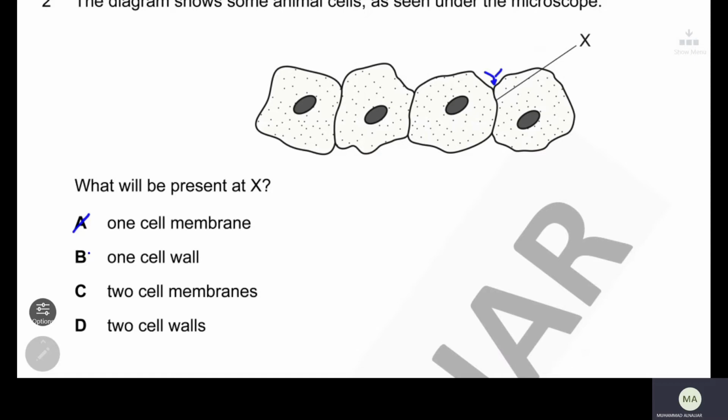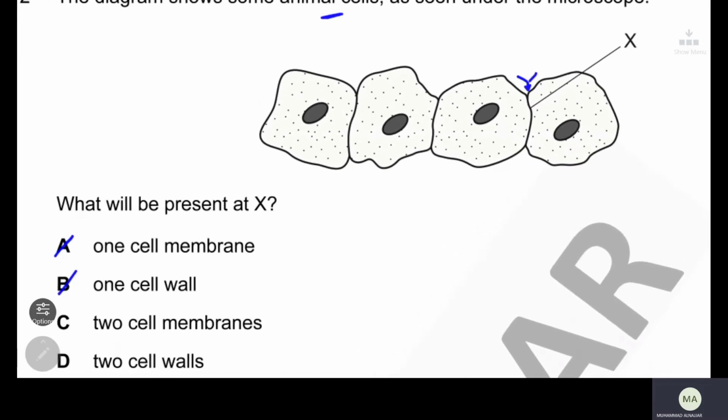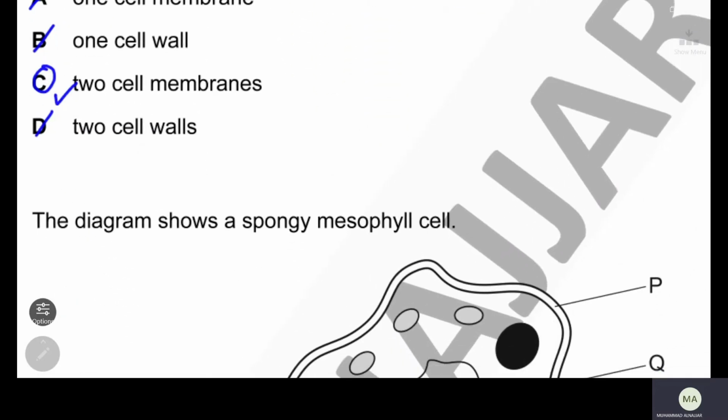One cell wall? This is an animal cell, and animal cells have no cell walls, so we exclude B as well. In C, two cell membranes, that's true. Why? Because here we have two adjacent animal cells, and in between them there are two cell membranes, one for each cell. Two cell walls is surely not the correct answer. So the correct answer here is C, and we mentioned why.